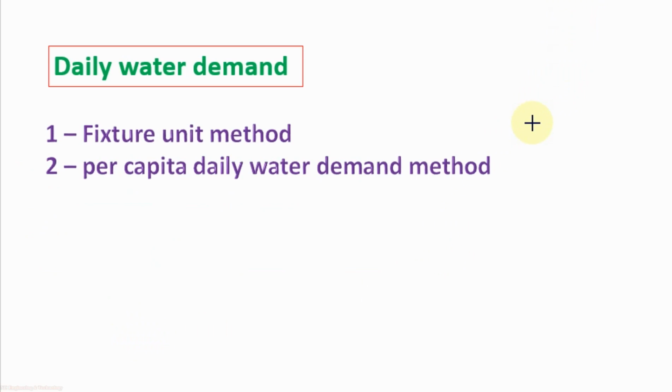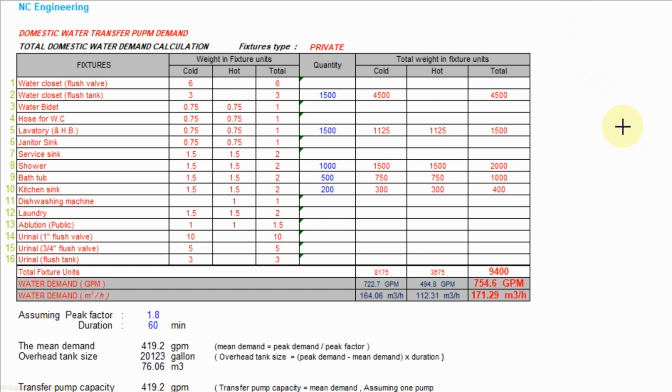To calculate the daily water demand for the building, there are two methods. Number 1, fixture unit method, and number 2, per capita daily water demand method. In our study, we will follow the fixture unit method, and we will use the International Plumbing Code data. To calculate the daily water demand for the building, we will use this Excel sheet.